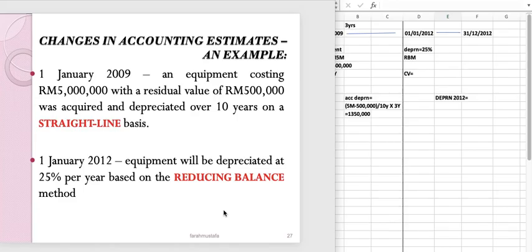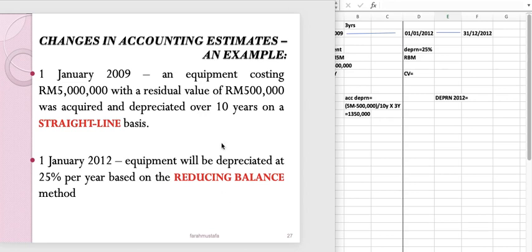of MFRS 108 in slide 27. Okay, this is an example of changes in accounting estimate and how you are going to do the adjustment. Remember, changes in accounting estimate must be done prospectively. That is, the changes take effect in the current year and the subsequent years.